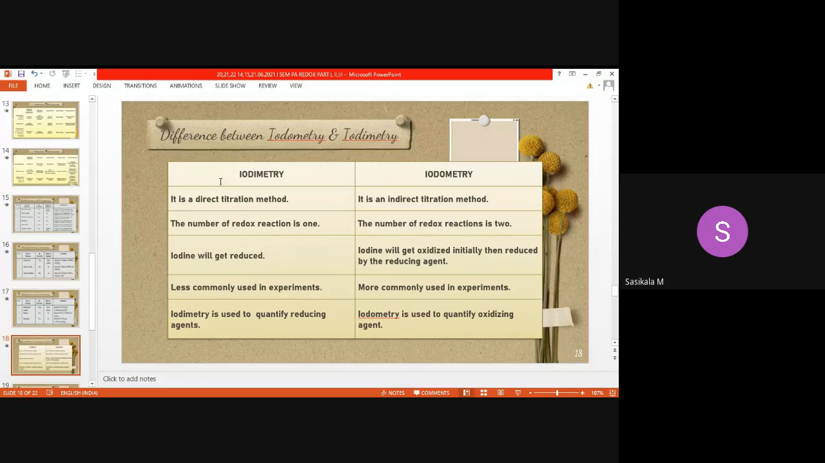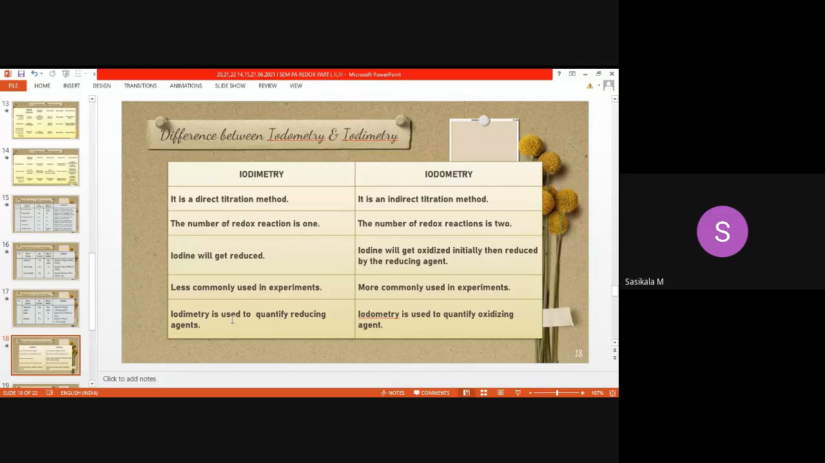Iodimetry is less commonly used in experiments since iodine samples are expensive. Iodometry is more commonly used in experiments since only the liberated iodine is titrated with sodium thiosulfate. Then iodimetry is used to quantify reducing agents. Iodometry is used to quantify oxidizing agents. Oxidizing agents will oxidize iodide to form free iodine, and this is oxidizing another reducing agent. So here the oxidizing agents are quantified. In iodimetry, reducing agents are quantified. In iodimetry, sodium thiosulfate is quantified, right?